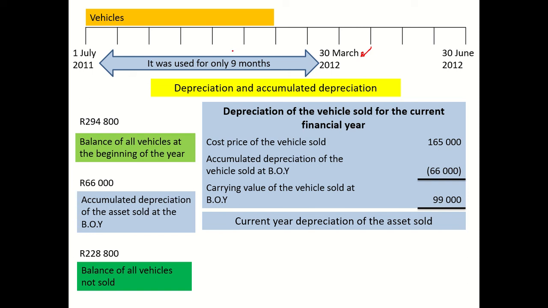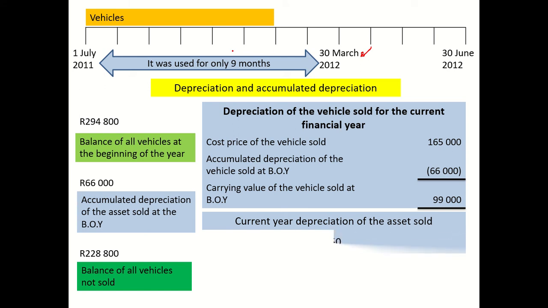Count. Don't be afraid to actually use your fingers all the time. I will start with July, August, September, October, November, December, January, February, March. I will count March because it was used for the entire month of March. It was used up to the 30th of March. So I'll have to depreciate it from the 1st of July up to the 30th of March.